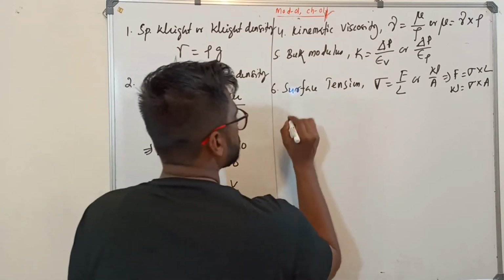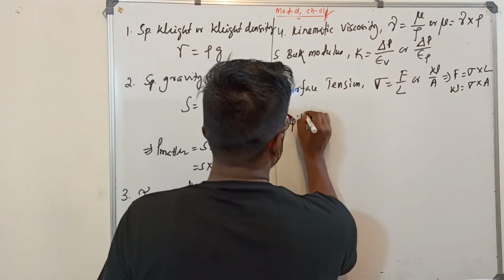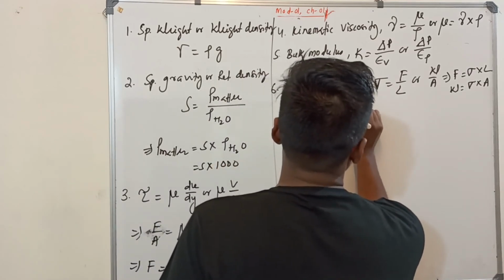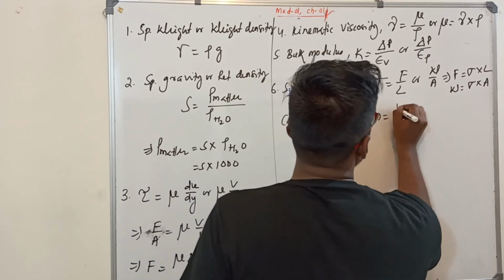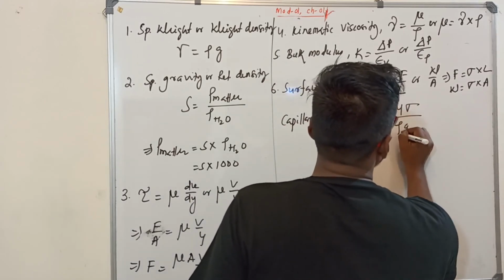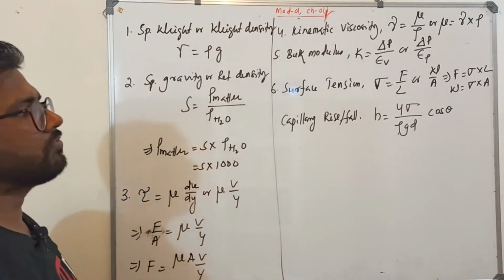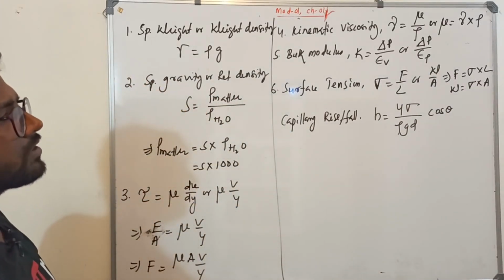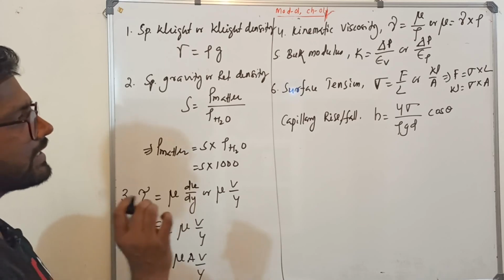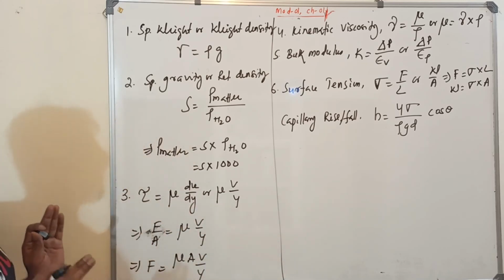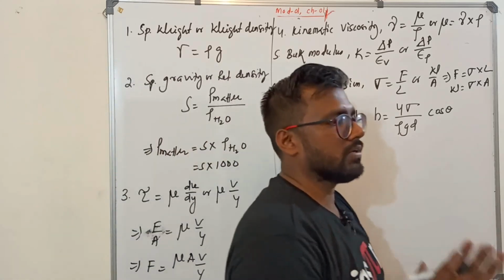In this we also studied capillary rise or fall. That is H equal to 4 sigma cos theta by rho g D. See, these are some of the formula which we have studied in chapter 1. With this, your chapter 1 is over.